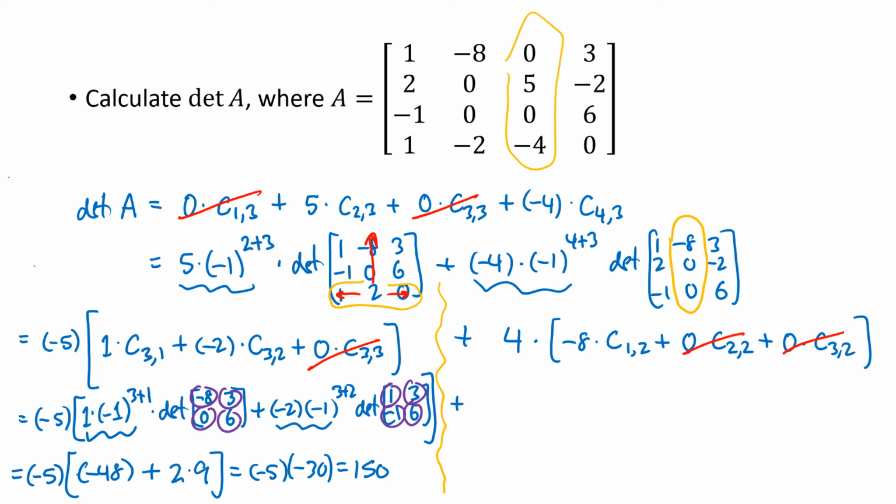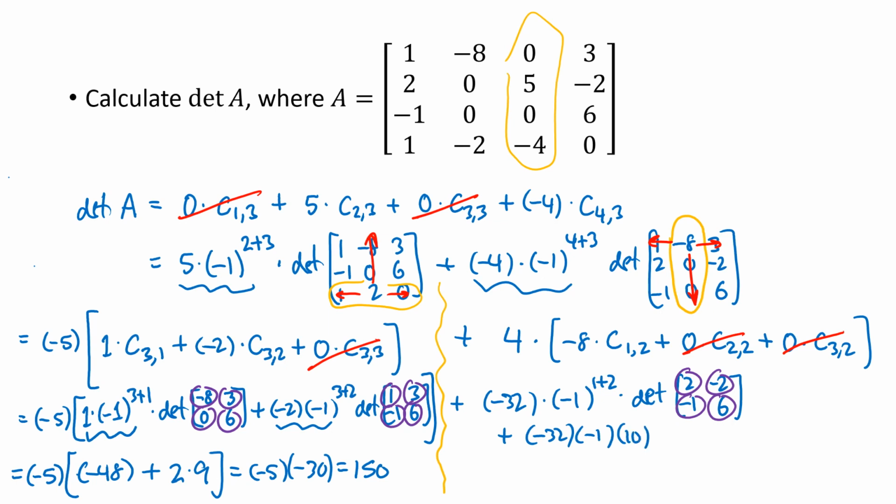So I've got 4 times -8, which is -32. And that next cofactor is -1 to the 1 plus 2, multiplied by a 2 by 2 determinant. And that 2 by 2 determinant is what we get when we cross out row 1 and column 2. So that's going to be 2 times -2, -1, and 6. That 2 by 2 determinant is going to be 2 times 6 minus -2 times -1. That's 12 minus 2, which is 10. So this is going to be -32 times -1 times +10, which is going to be 320.